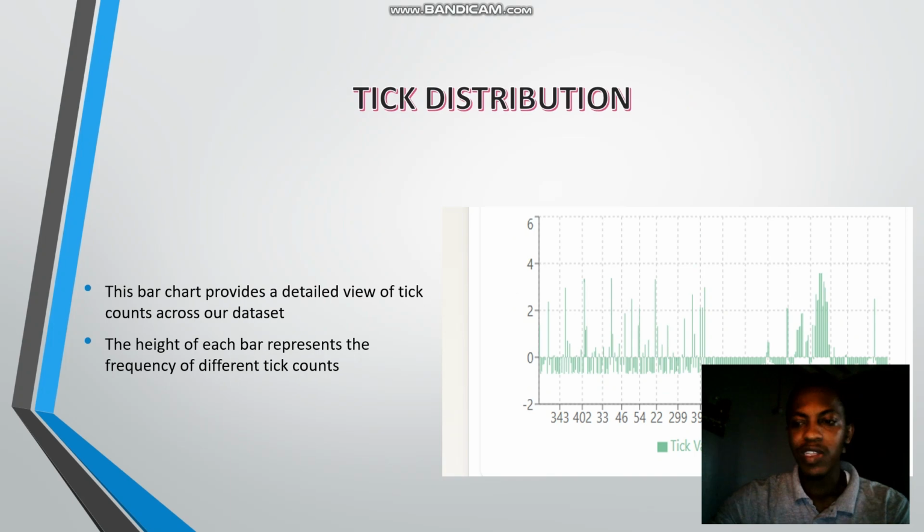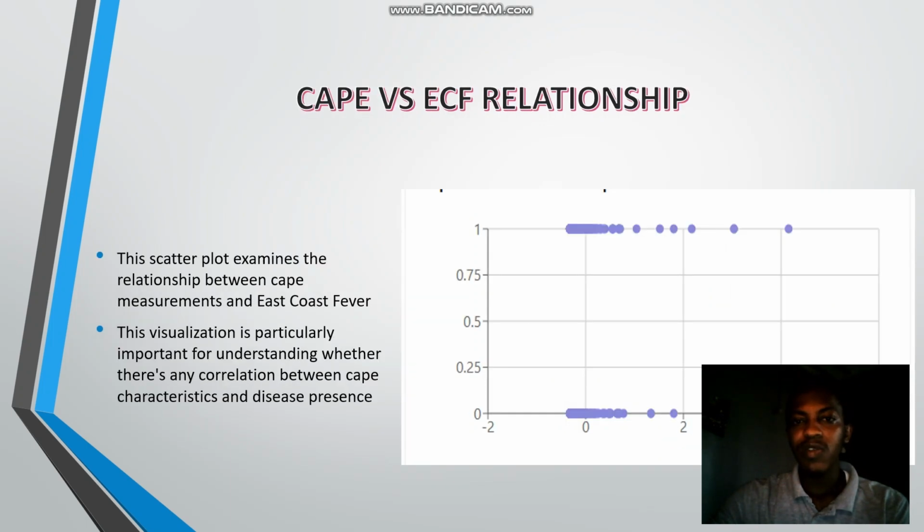Then next we're going to talk about the tick distribution, as we see in the slides, where the bar chart provides a detailed view of the tick counts across the data set. The height of each bar, as we observe in the slide, represents the frequency of different tick levels, and this helps us identify areas with high tick infestations.